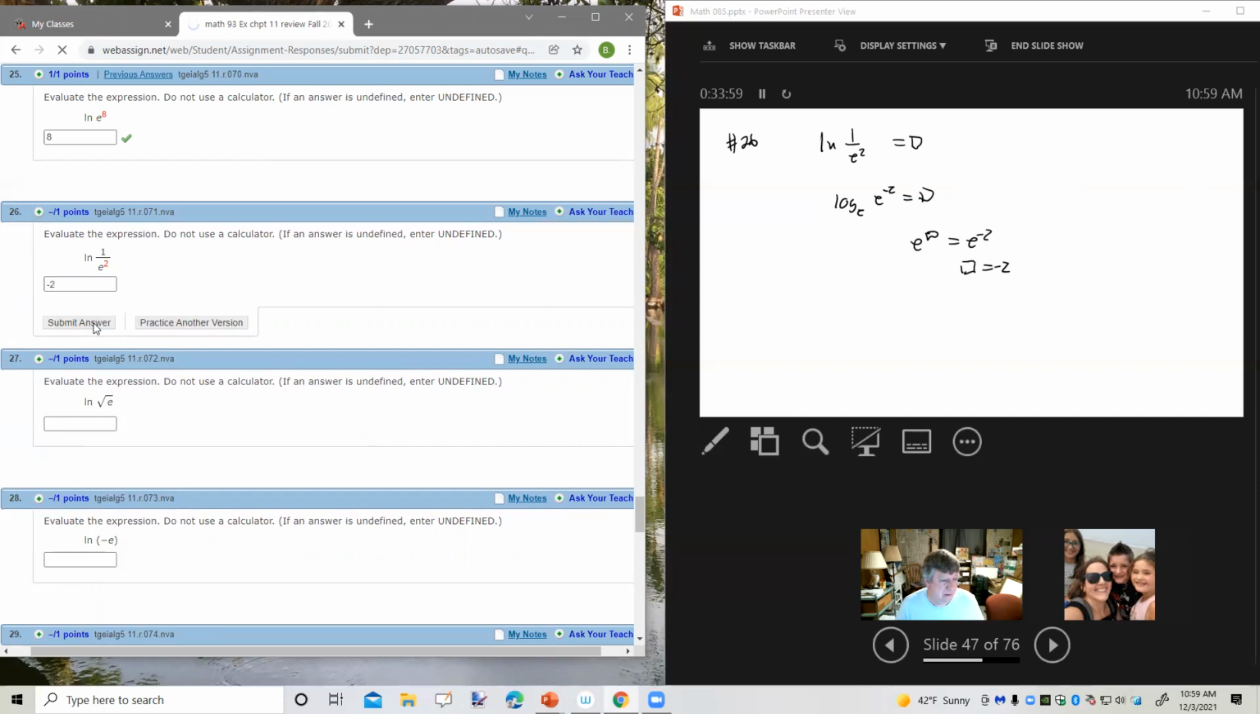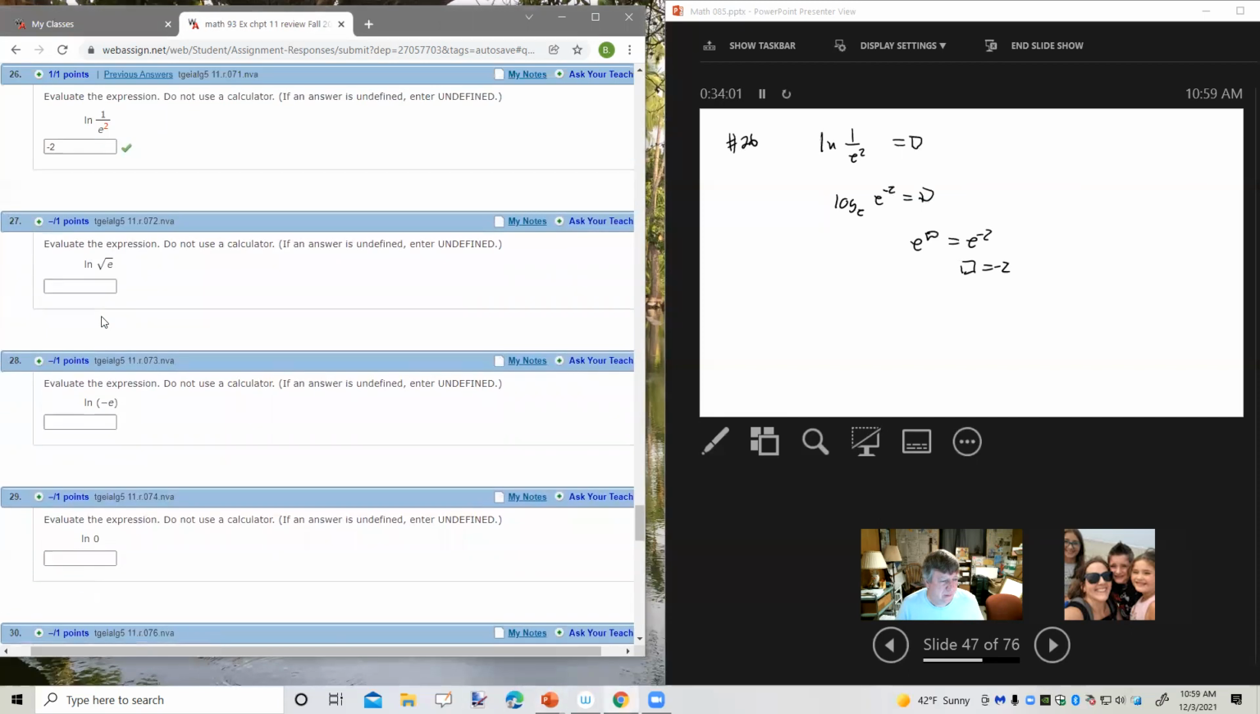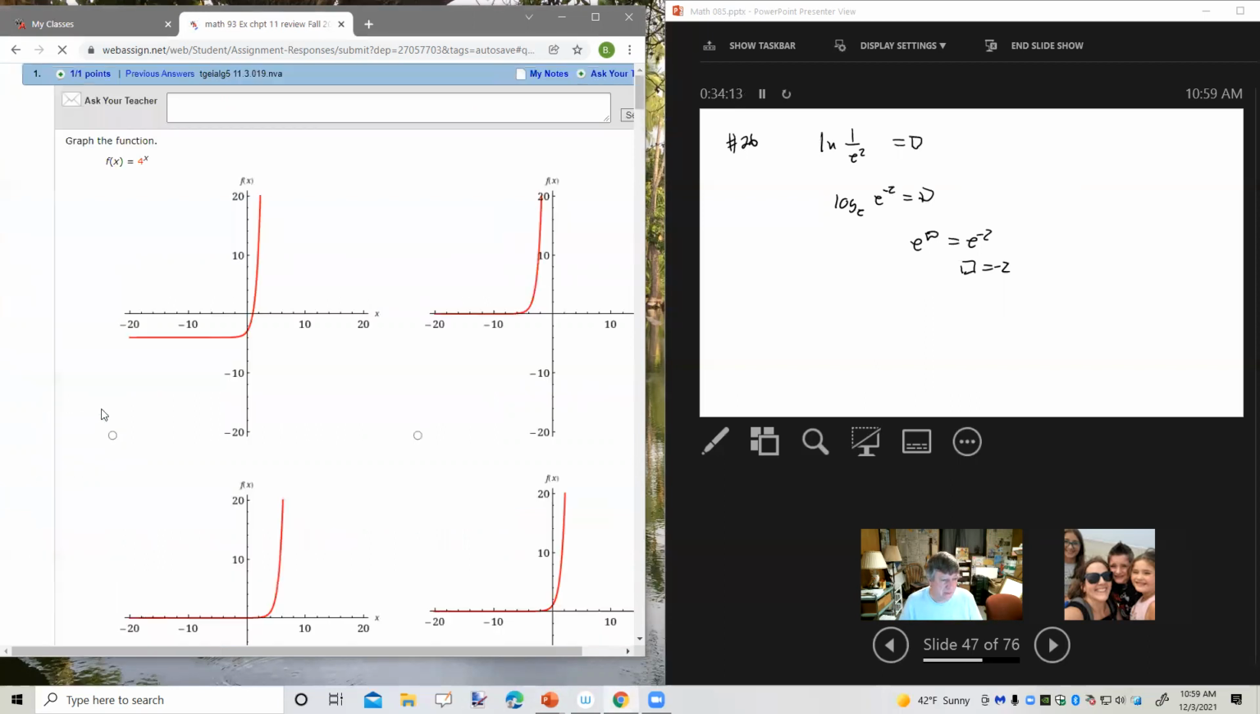Okay, that's enough of those. Except, what about this one? This would be undefined, wouldn't it? Because you can't take the log of a negative number.